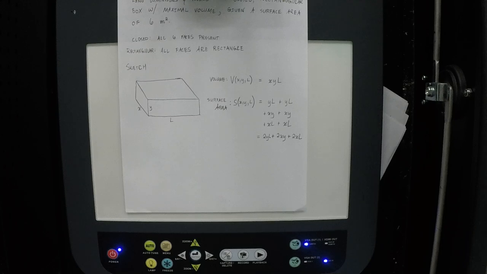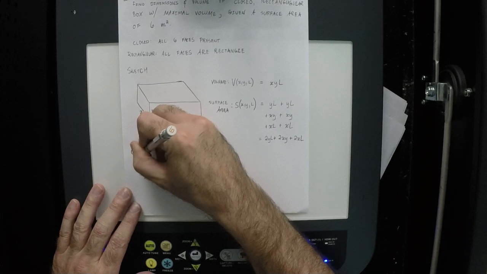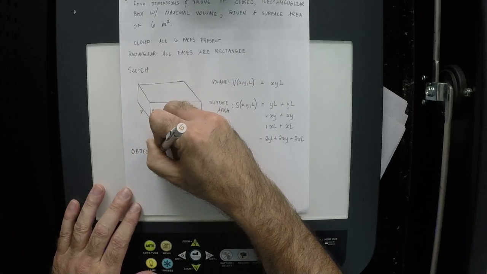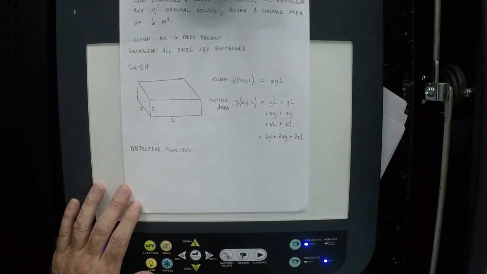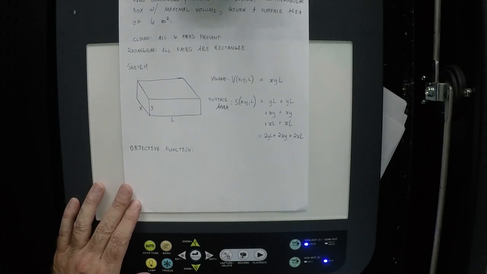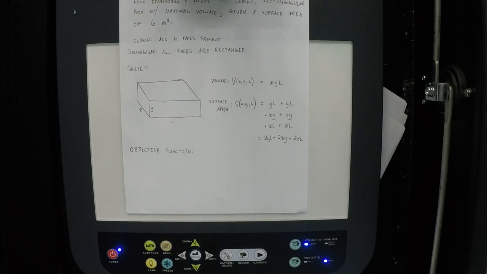So that's from the previous page. One of them is called the blank function, and the other one's called the other blank function. The constraint and the objective. Right? So in this exercise, which one is the objective? Function. And why is it the objective function in this exercise? Okay, so if it's surface area, then why is it the surface area?